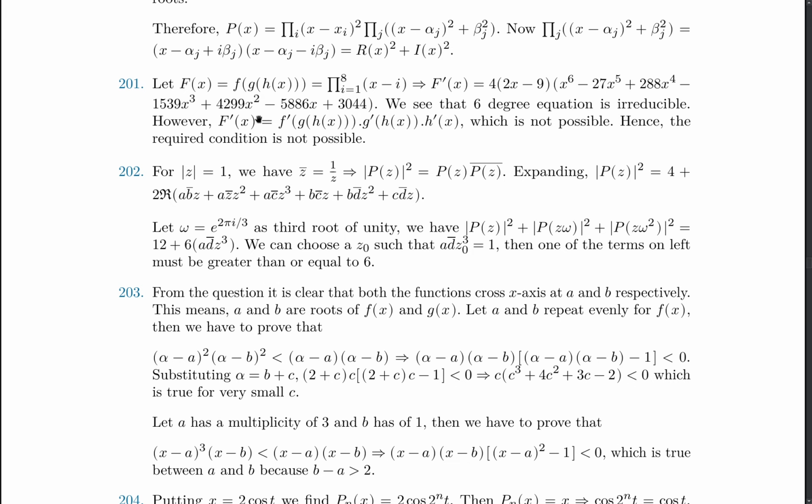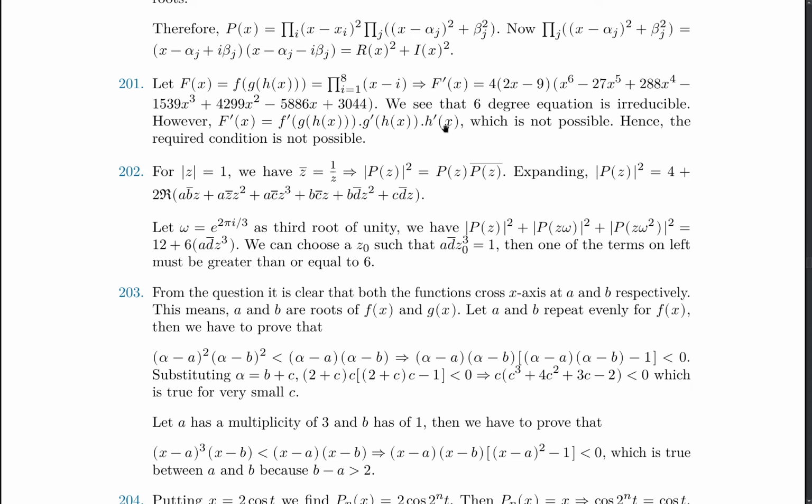You see, F dash x, when you try to resolve, you'll get three factors. There are three of these. One is f dash, one is g dash, and one is h dash; not linear, I mean polynomials are there. But here we got only two.